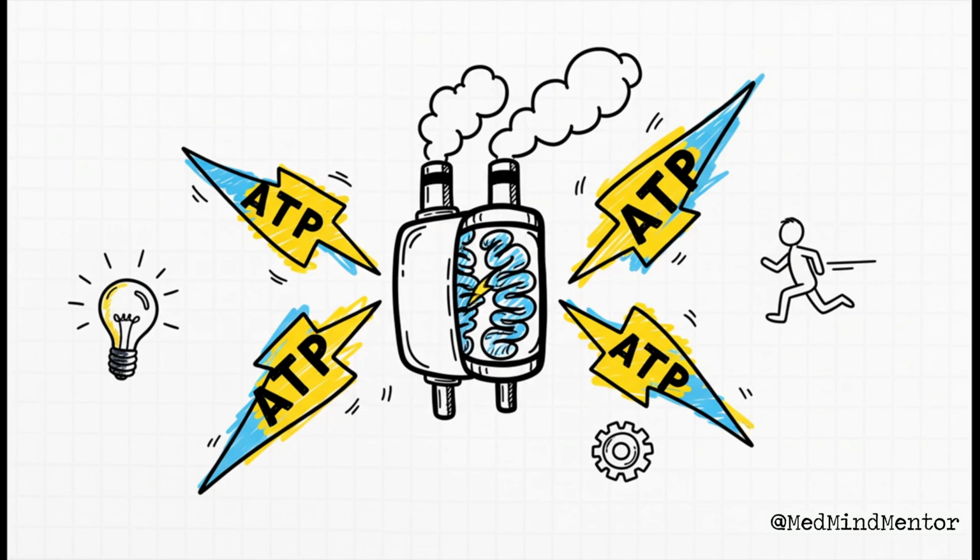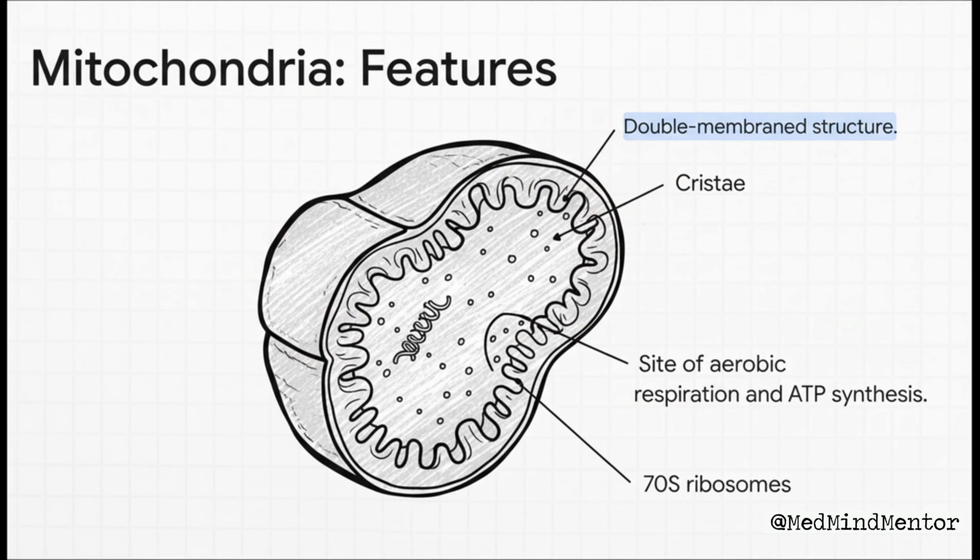And now for the one you've all been waiting for, the famous powerhouse of the cell, the mitochondria. This is where the magic happens, where the food you eat gets converted into the cell's main energy currency, ATP. For your NEET exam, these features are critical. It has two membranes, and the inner one is all folded up into these things called cristae, which creates a huge surface area for making ATP.